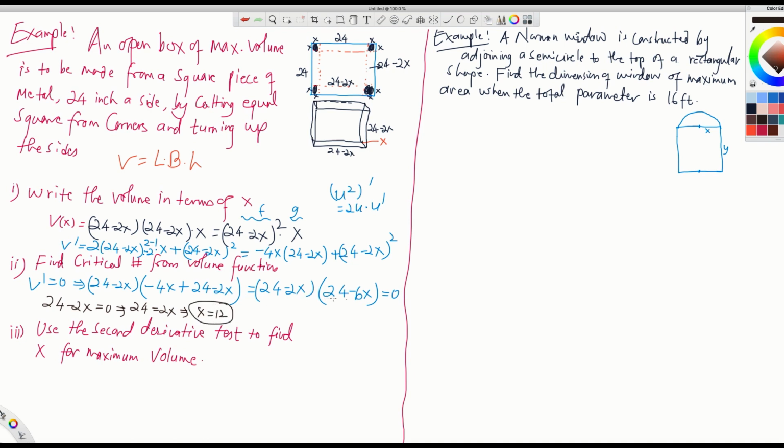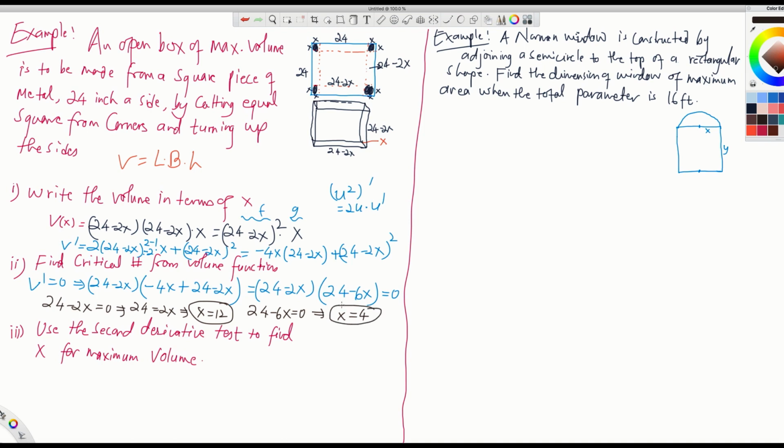For the other critical number, you set the second parenthesis equal to 0. So you get 24 minus 6x equals 0. If you just add 6x on both sides and then divide by 6, this implies x equals 4. So these are the two critical values.